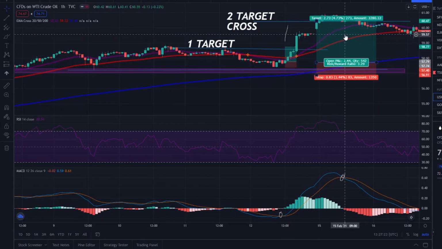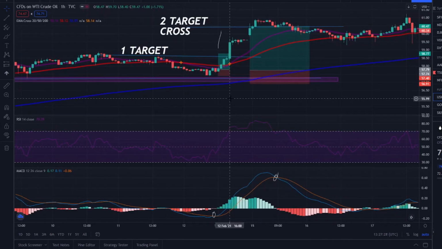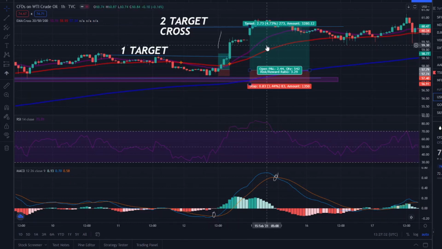lasted not even 1 day. So even for swing traders, this is very short.